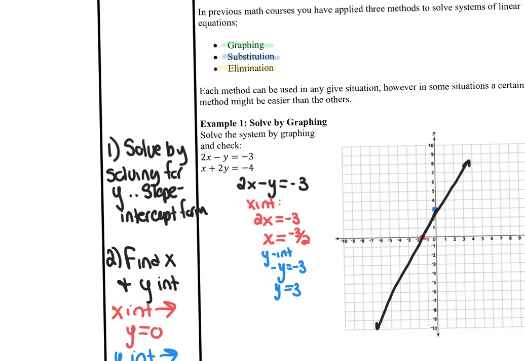Then we're going to do the exact same thing for the other equation. The other equation was x plus 2y equals negative 4. For the x-intercept, you let y equal 0, so I'll have x equals negative 4. And for the y-intercept, I'll have x equals 0, so I'll have 2y equals negative 4. You'll divide both sides by 2 and get y equals negative 2. And then again, to the best of your abilities, you can draw this line.